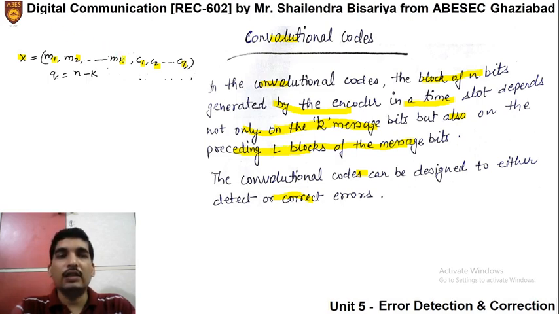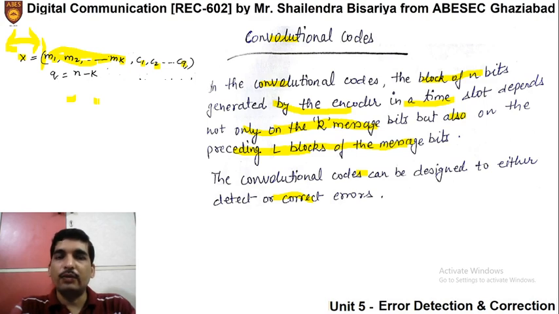So these are the k message bits, and preceding these there will be some earlier message bits. So the preceding L message bits will also take part in deciding what the output will be. That will become clearer when we discuss the diagram and take some examples. We are just defining it right now.